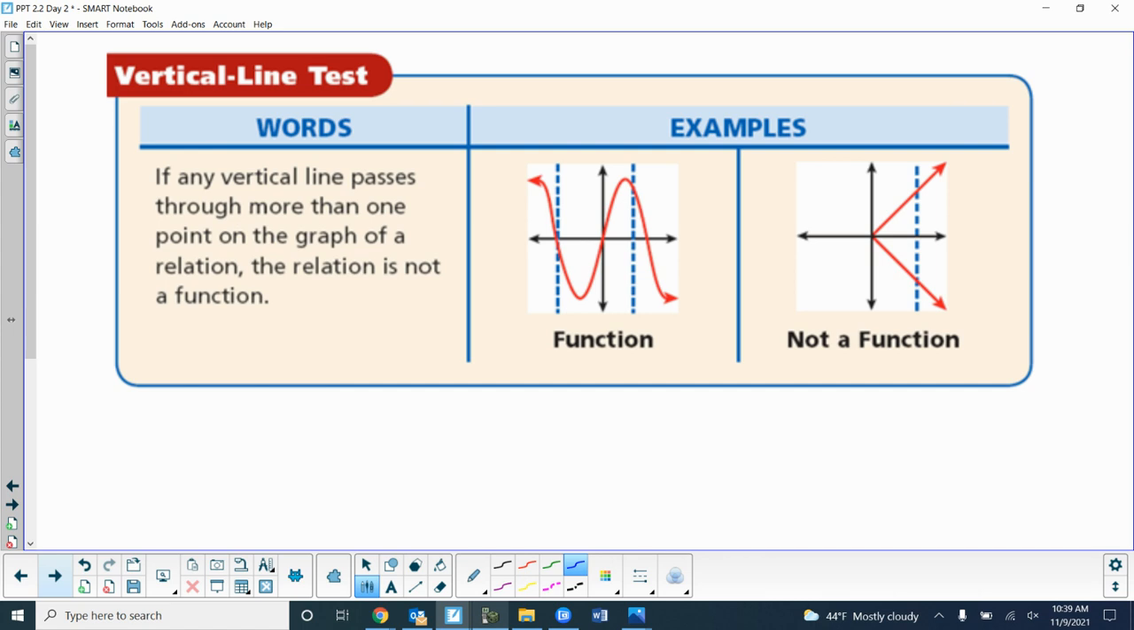So this one is a function because no matter where I would draw that blue dashed vertical line, it only hit it in one spot. Over here, wherever I drew my line, I'm going to hit it in more than one spot, right? So that's why it's not a function. So we use the vertical line test to help us out.